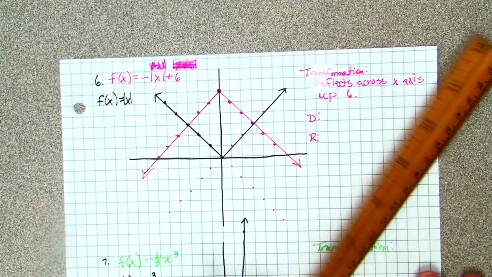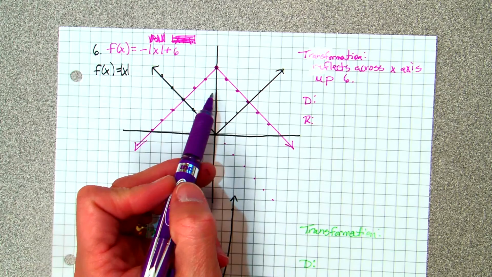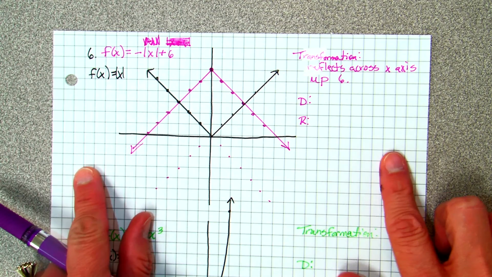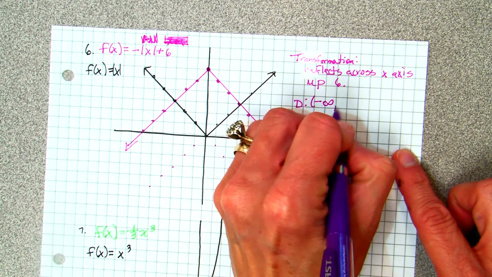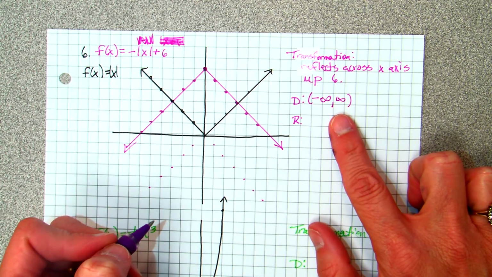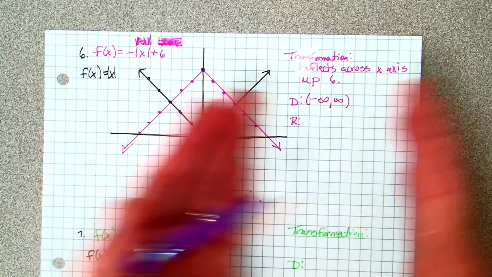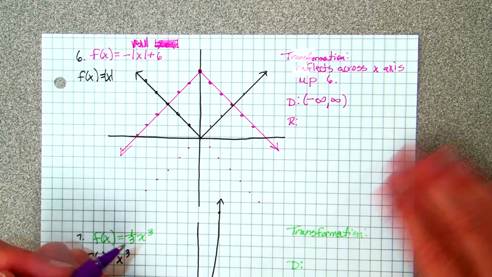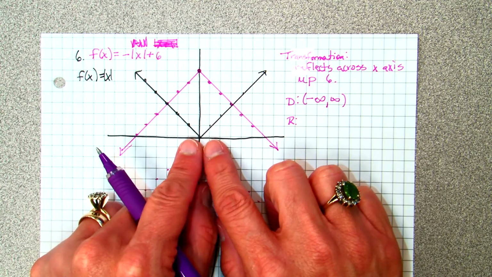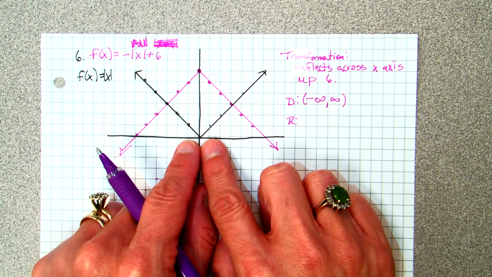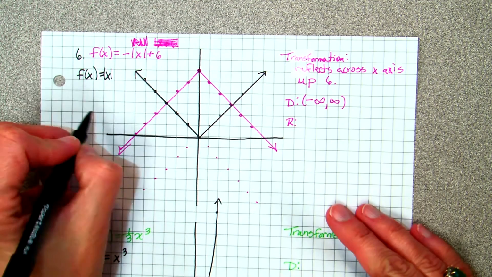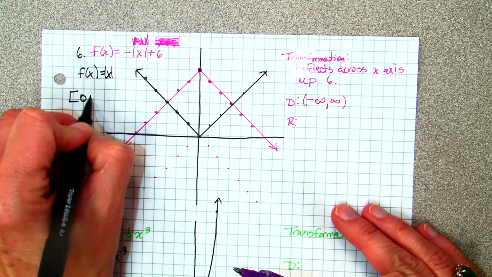Now, let's talk about domain and range. The domain of this, there are arrows on both ends, negative infinity all the way out to positive infinity. The domain of an absolute value will always be all real numbers. It doesn't matter what you do to it. If you shift it left or right or down or up, the domain is still going to be all real numbers. The range, however, will change. The original, the black graph, is my parent function. Remember, that domain is all real numbers, but that range is from 0 up to positive infinity.